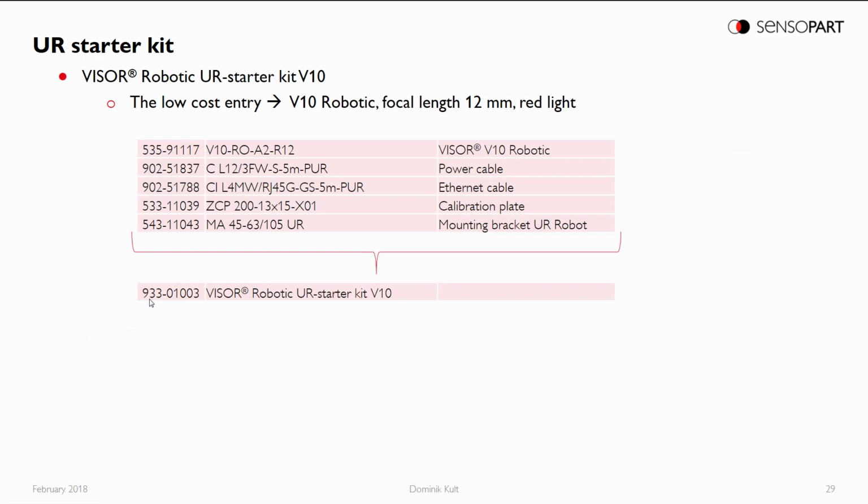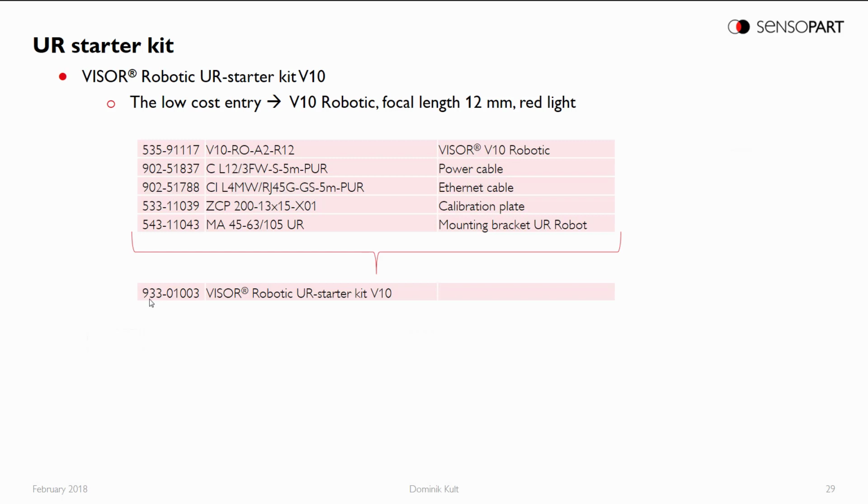A customer who doesn't know exactly what he needs goes to our homepage or calls you by phone and says, oh, I want to start, what do I need exactly? You can offer this starter kit, for example, and the customer can start directly to develop what he needs exactly.